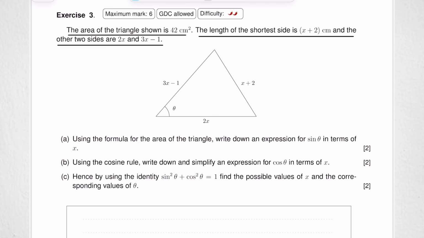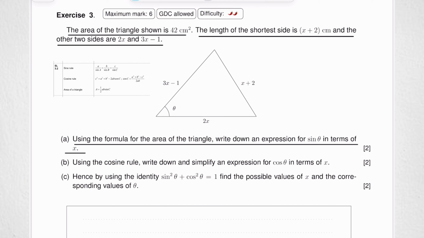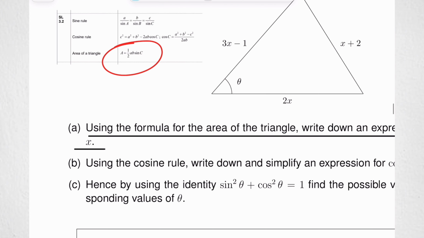Now, using the formula for the area of the triangle, we're going to write down an expression for sine of theta in terms of x. And in the formula of the area of a triangle, we do have sine of something. In this case, it's going to be sine of theta there. So let's apply it. When you're using the formula for the area of a triangle, do know, of course, that between A and B rests angle C. Angle C is the angle in between these other two sides.